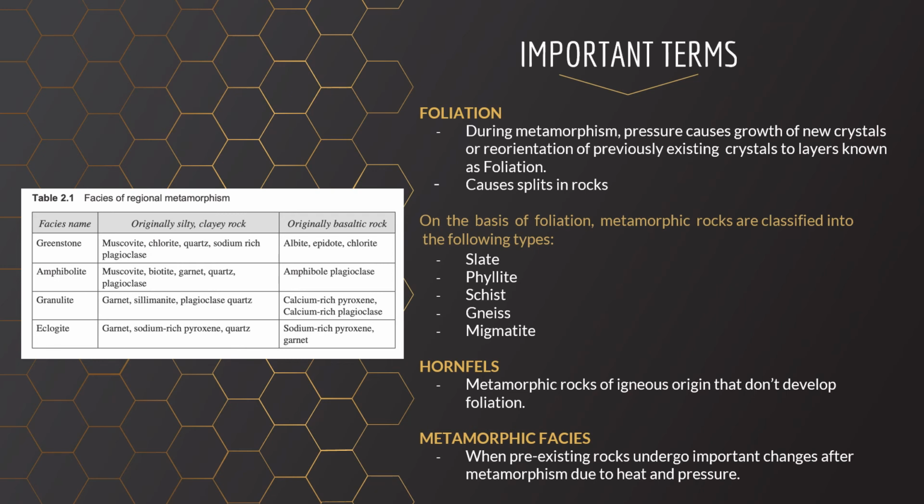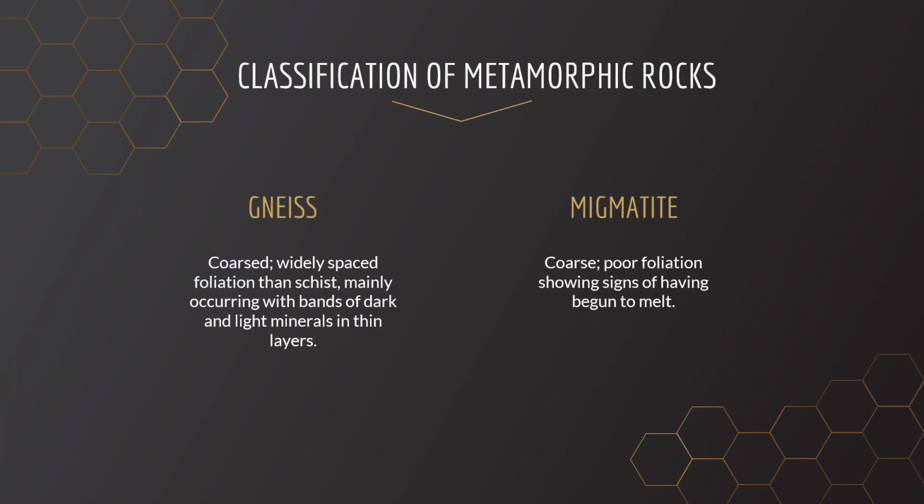Next, we have hornfels, which is a metamorphic rock of igneous origin that does not develop foliation. Lastly, we have metamorphic facies, when pre-existing rocks undergo important changes after metamorphism due to heat and pressure. So on the left side of the slide, we have the table of facies of regional metamorphism.